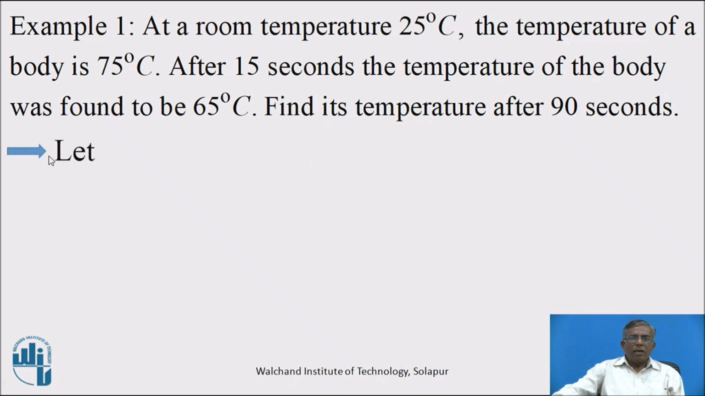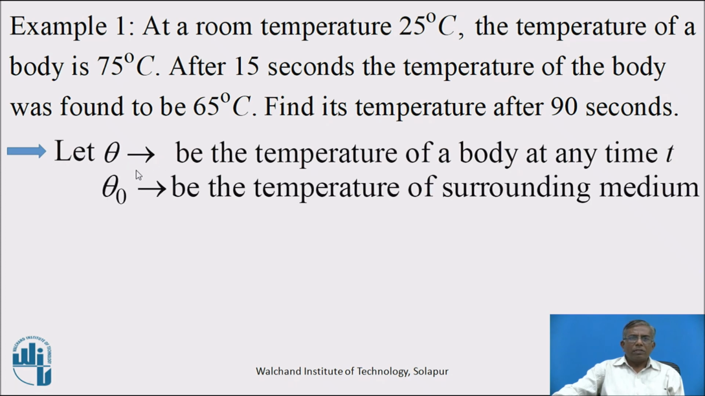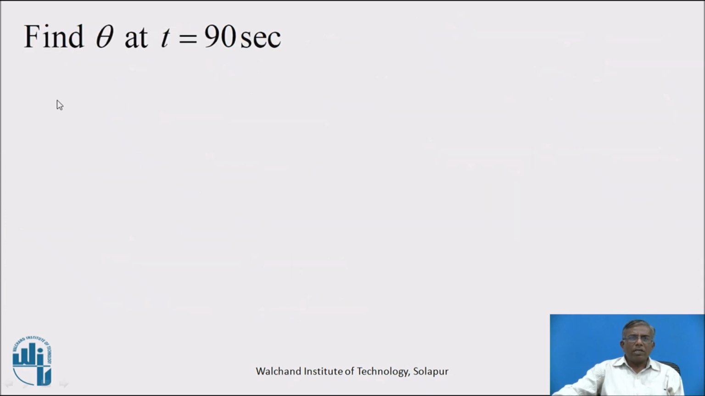Solution. Let theta be the temperature of the body at any time t, and theta naught be the temperature of the surrounding medium. Here it is given that the value of theta naught is 25 degrees Celsius, and the temperature of the body is theta equal to 75 degrees Celsius at t equal to 0 seconds, and theta equal to 65 degrees Celsius at t equal to 15 seconds. Now we are asked for the value of temperature theta when time t equals 90 seconds.